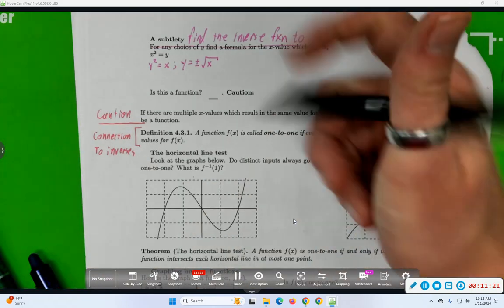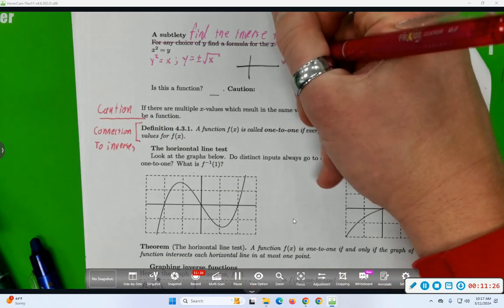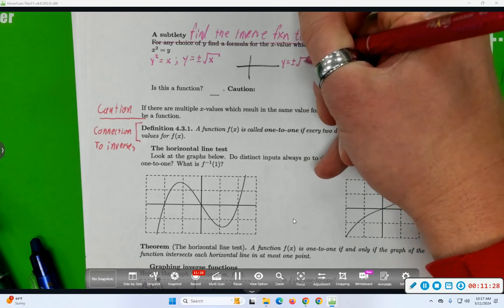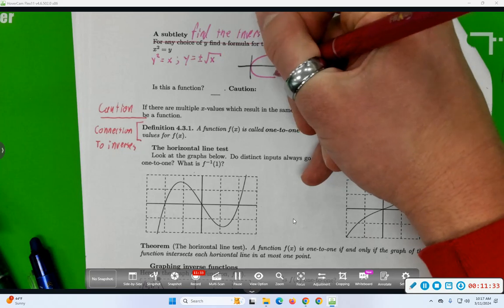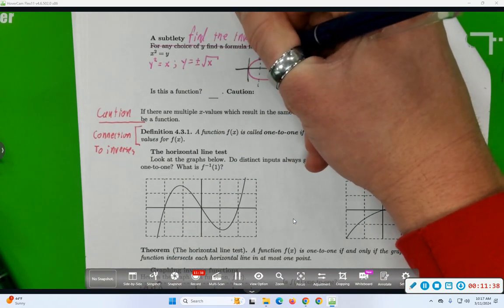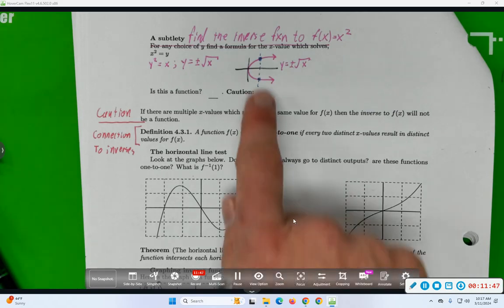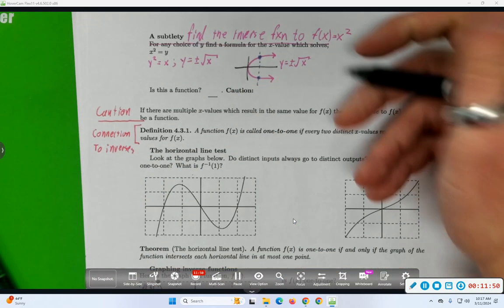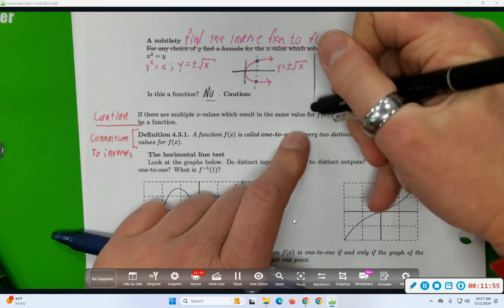Yeah, cool. So let's graph that. Y equals plus or minus root x. Well, I know what root x looks like. It looks like that. There's what negative root x looks like. It looks like that. And so it violates the vertical line test. Let's think about why that happened. So is it a function? No. So here's the cautionary note.